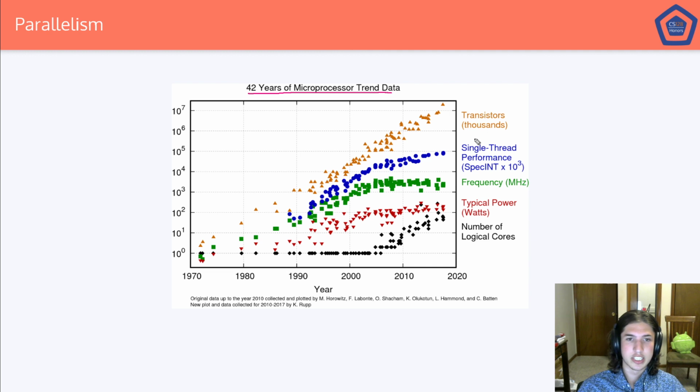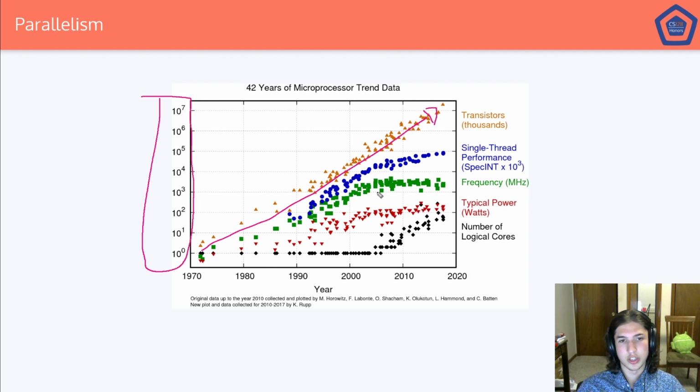Generally, each of these data points might be a single CPU, and let's look at some of the trends. We'll start with transistors. Generally speaking, transistors are going up. Keep in mind this is a log plot, so they're going up by a factor of 10 every maybe 10 years or so, or 5 years or so. Nothing's really changing there.